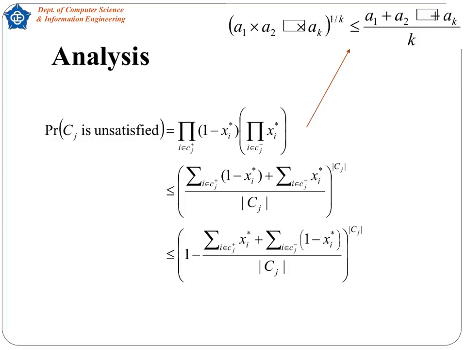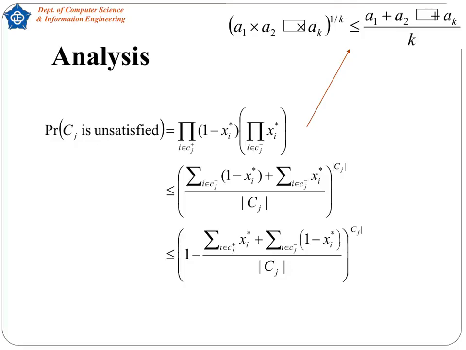Building on our previous bound, we now quantify the exact probability that a particular clause C_j remains unsatisfied under the random rounding. First, we write the failure probability as the product of two parts. The chance every positive literal fails, the product over i in C_j^+ of (1 - x_i), times the chance every negative literal flips to true, the product over i in C_j^- of x_i.